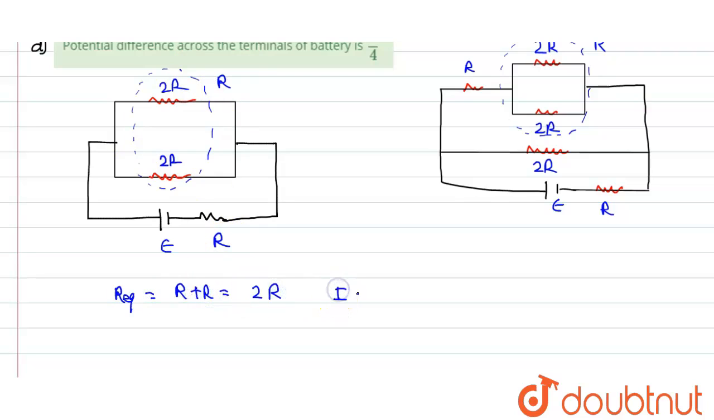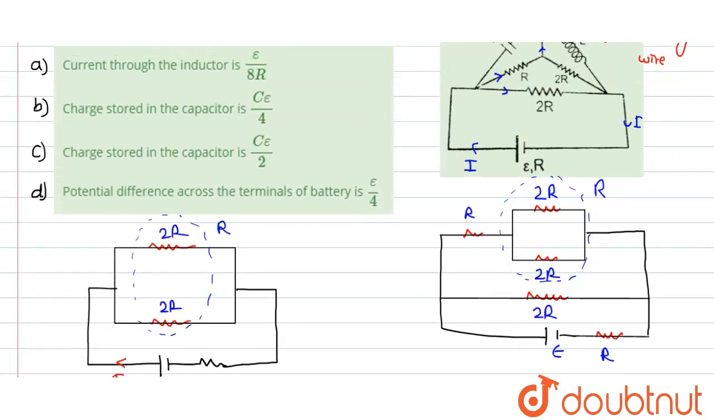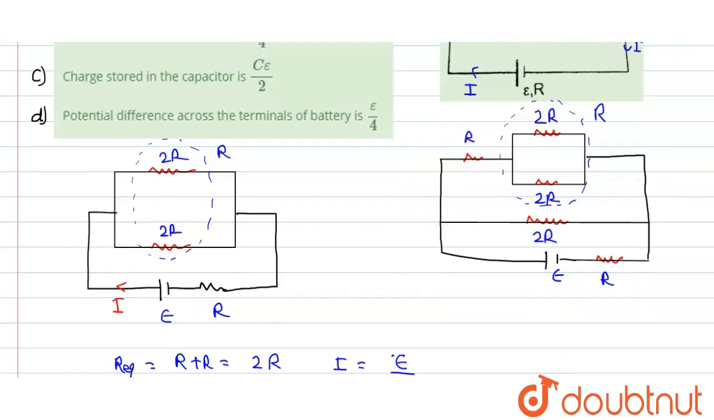So our current from the battery would be equal to E divided by R equivalent, which is 2R. So it would be E divided by 2R. We just write this E divided by 2R. That means, let's say this value is the value I. Now what we need to find: the current through the inductor, the charge stored in the capacitor, and also the potential difference across the terminal of the battery.